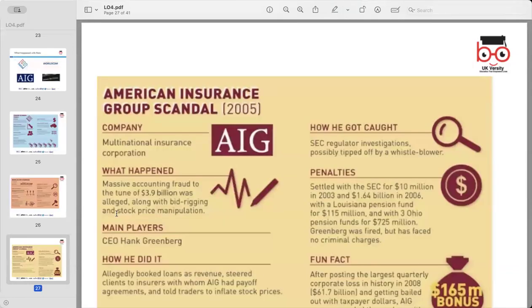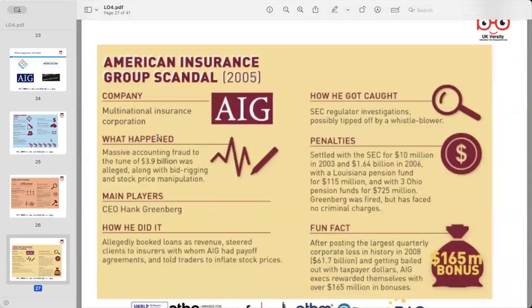So, the American Insurance Group scandal. I heard about AIG as well. They're one of the biggest American corporates, and during recessions, insurance companies like AIG and pensions continue to prosper.